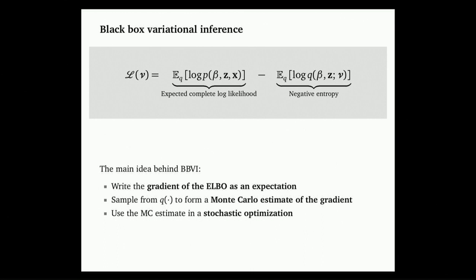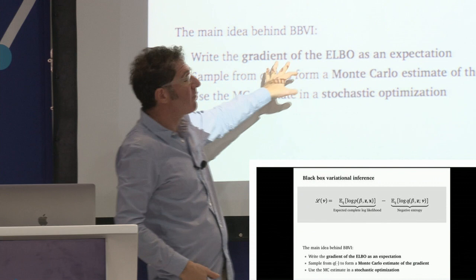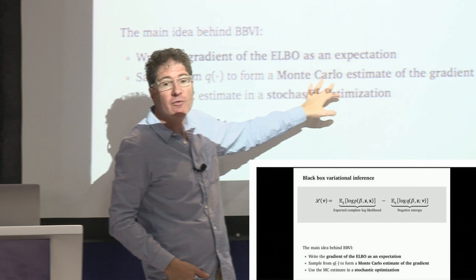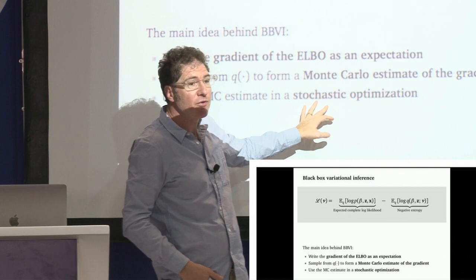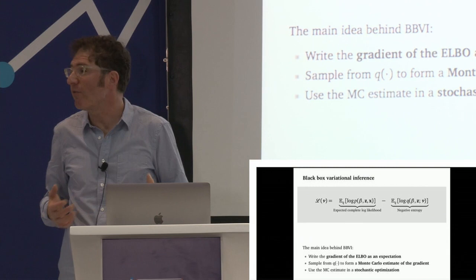Then we are going to sample. It's going to be an expectation with respect to Q. Then we're going to sample from Q to form Monte Carlo estimates of the gradient. And then we're going to use the Monte Carlo estimate of the gradient as a stochastic optimization algorithm. All right, so again, the whole point of stochastic optimization is to get noisy gradients.